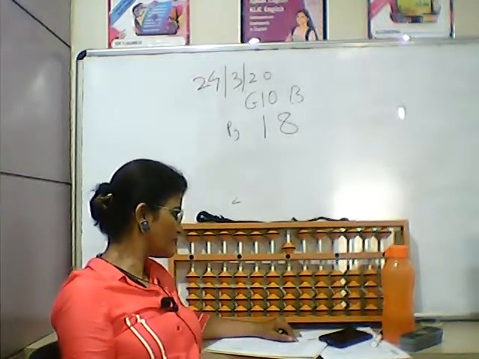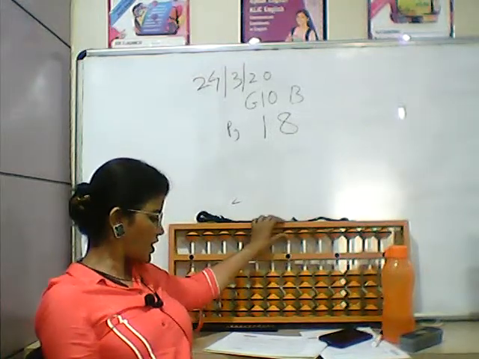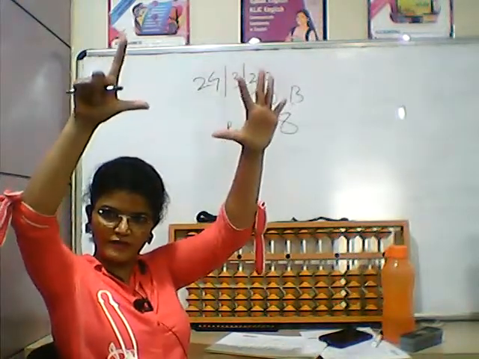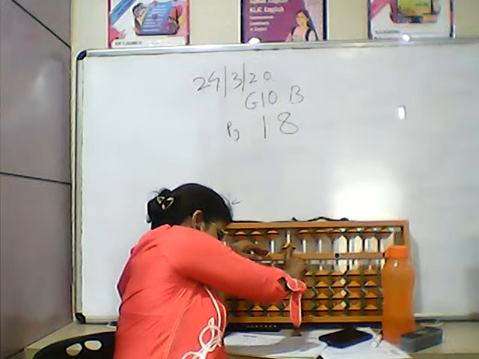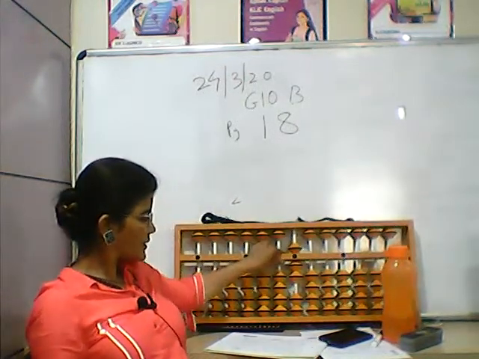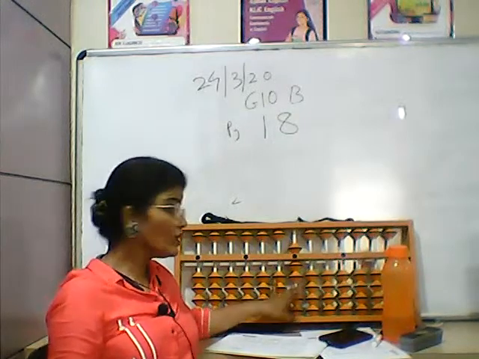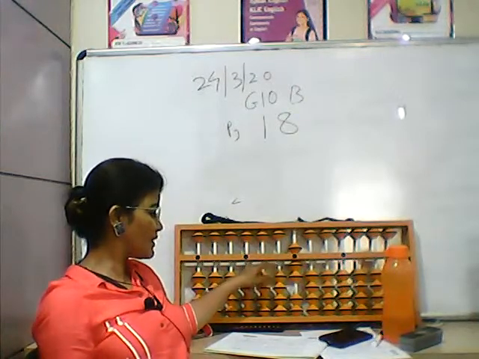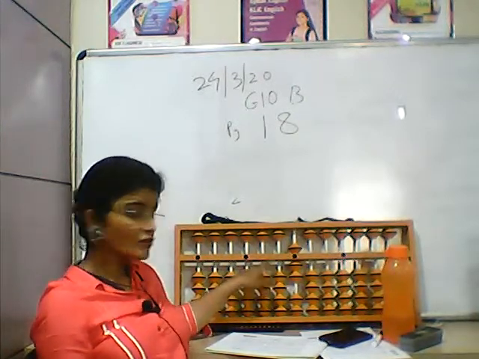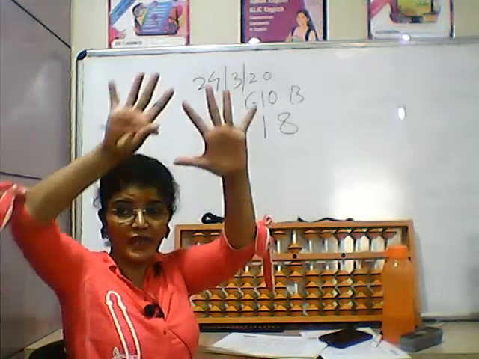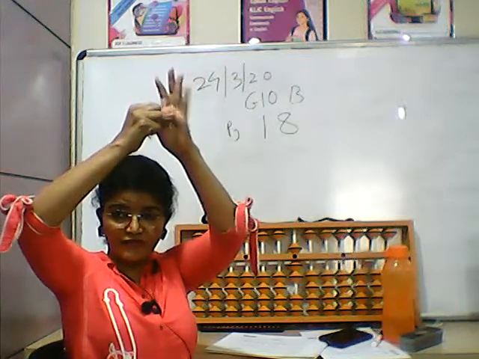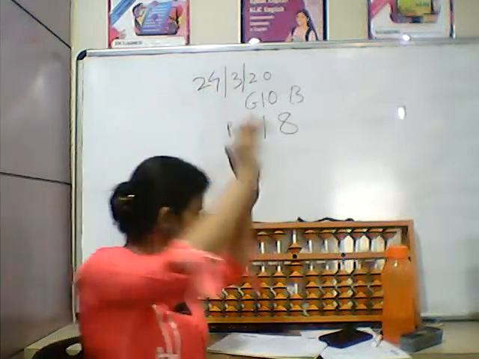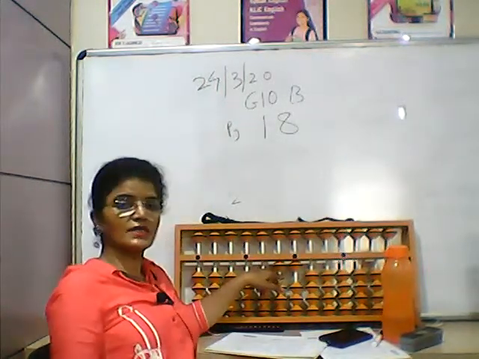Sum number 9. 7. 5 and 2, close action. 4. Can you plus 4? No. Can you take help of small friend 5? No. Can you take help of big friend 10? Yes. So take the help of big friend 10. Show 4. 4's friend is minus 6. Minus 6 plus 10.